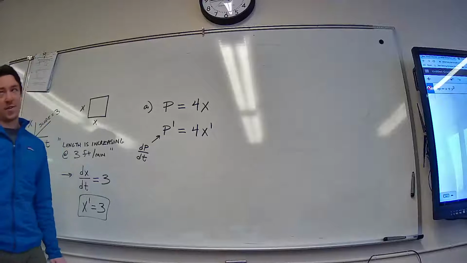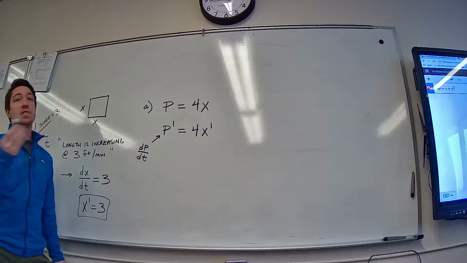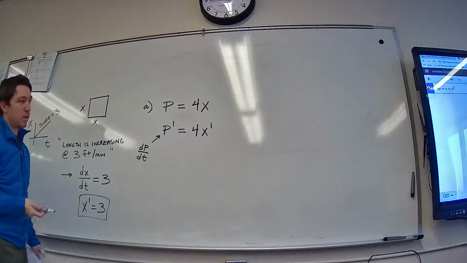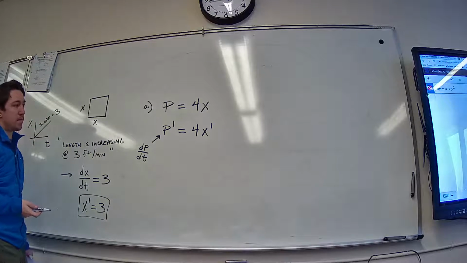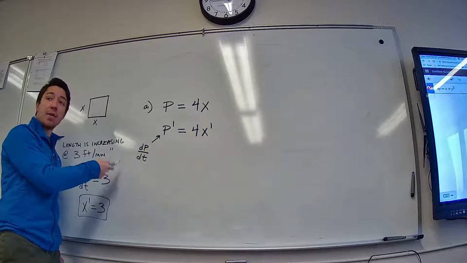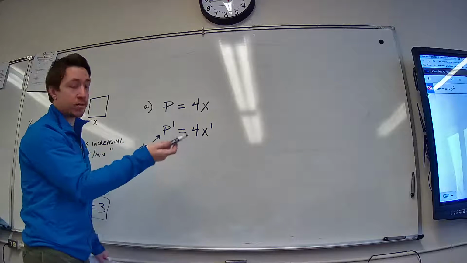4x times. Yeah, this is the confusing part, right? So x is a function of time now. You've got to think of this value as a function. Makes sense. If we had said dp over dx, that would be 4. But since it's dp over dt, you're basically using the chain rule.